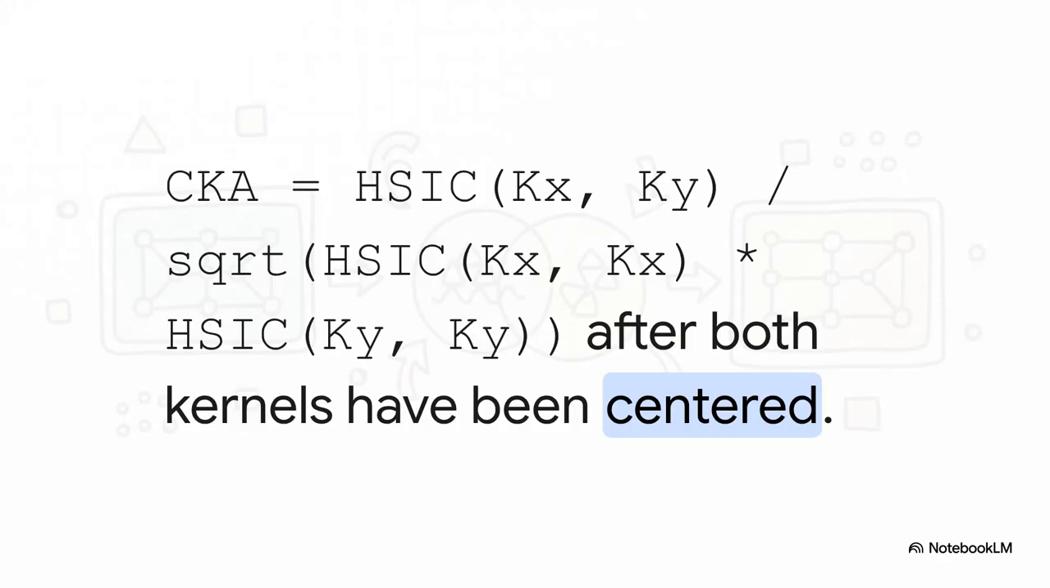And that right there gives us the full formula for centered kernel alignment. I know it might look a bit scary at first, but now you understand every single piece. Right? It's just the HSIC of our two centered Gram matrices divided by a normalization factor. We literally built this thing from the ground up.